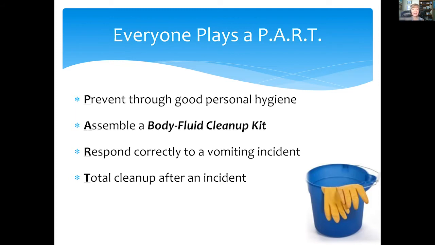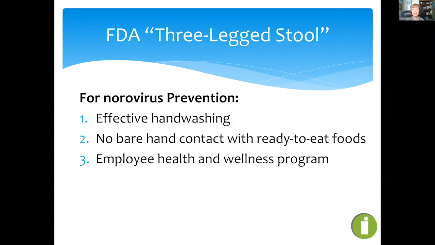Okay. So here we go. The FDA has what we talked about yesterday, the three-legged stool. How do we prevent foodborne illness outbreak, and specifically norovirus outbreak? And that starts with effective hand washing, no bare hand contact with ready-to-eat food, and having an employee health and wellness program, which means we report illnesses and we go through exclusion and restriction.